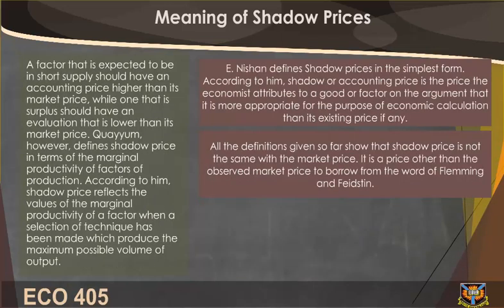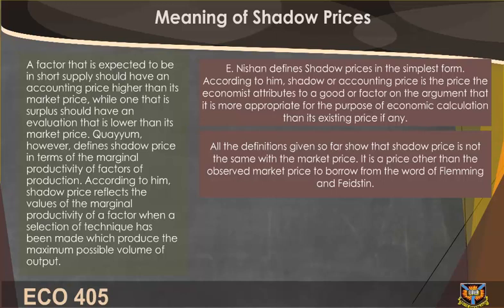A factor that is expected to be in short supply should have an accounting price higher than its market price, while one that is in surplus should have an evaluation that is lower than the market price. Quayum, however, defines shadow price in terms of the marginal productivity of factors of production. According to him, shadow price reflects the values of the marginal productivity of a factor when a selection of technique has been made which produces the maximum possible value of output.